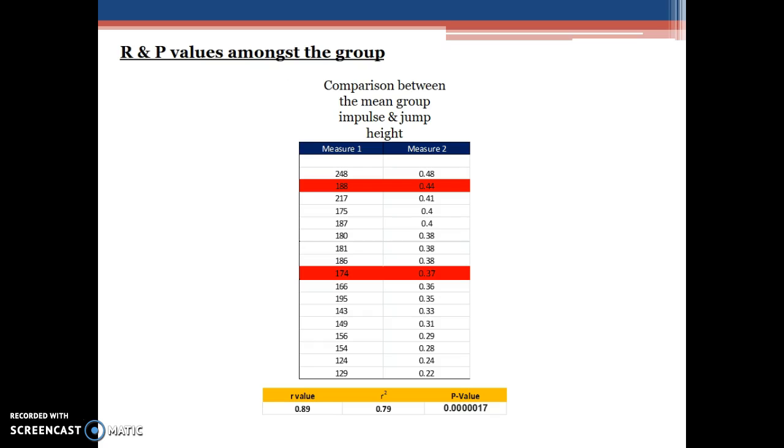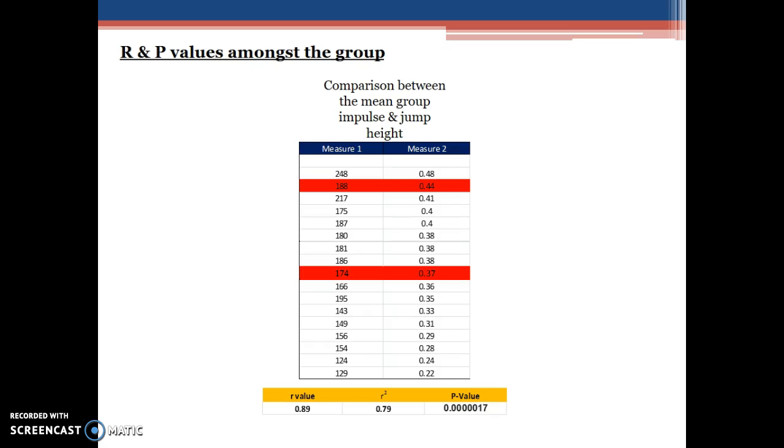6.3 then for numerical analysis. The R value is 0.89, which means that the correlation is positive between impulse and the jump height. So this means that the bigger the impulse, the bigger the jump height. The p-value of this finding, which is 0.000017, is below 0.05, which shows that the finding is significant and there is meaning to how a bigger impulse will increase the jump height.